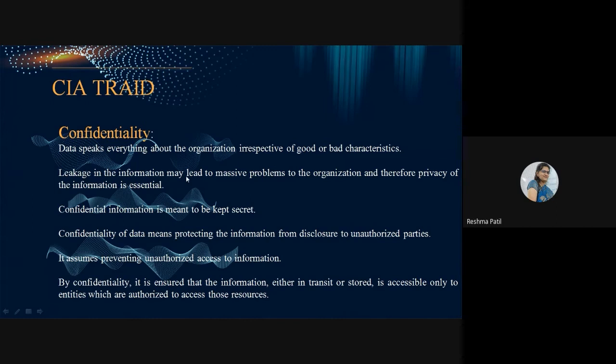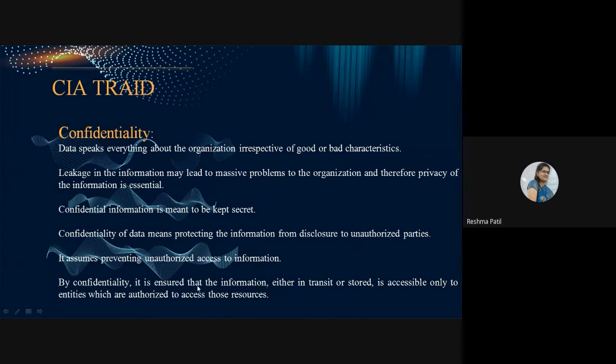Leakage of the information may lead to massive problems to the organization, and therefore privacy of the information is essential. If that data is leaked, it means there is a loss of confidentiality. Data is leaked means loss of confidentiality. If not leaked, then confidentiality is maintained. Confidential information is meant to be kept secret. That data should not be disclosed to unauthorized persons. Confidentiality of data means protecting the information from disclosure to unauthorized party.